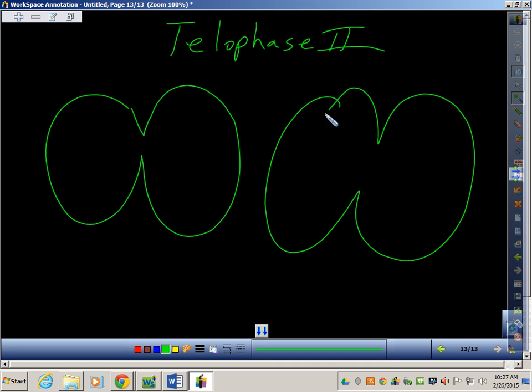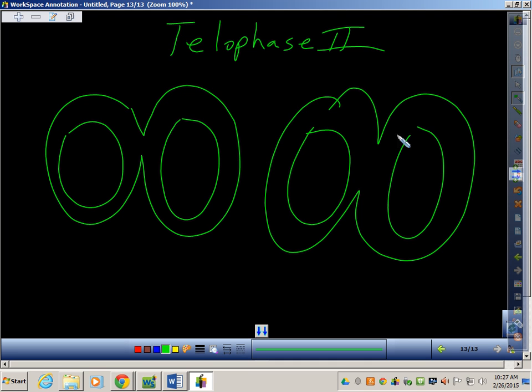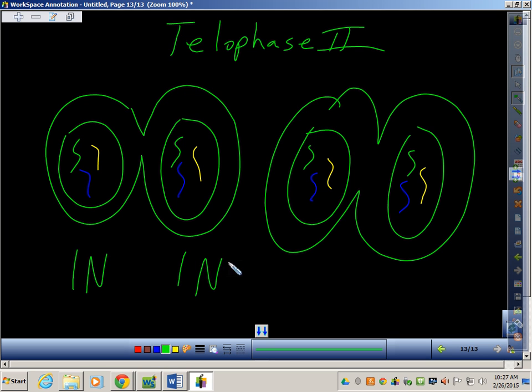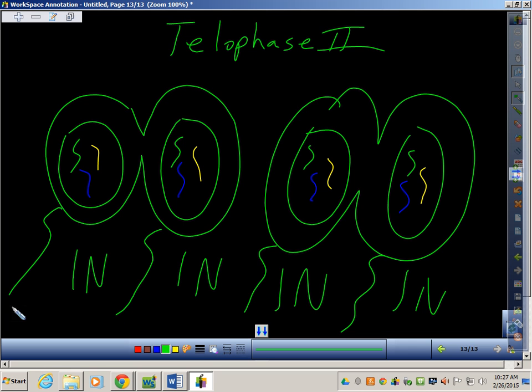So at the end, we have 4 1N cells, which will eventually grow a flagella, right, if they're sperm. Okay, and that's what we're talking about doing here, right?